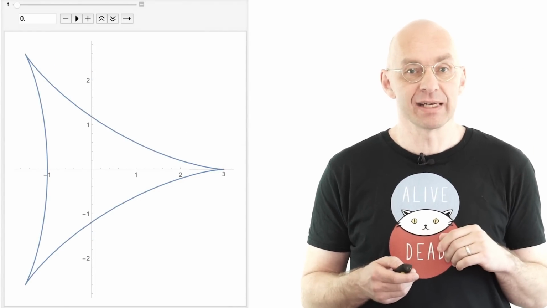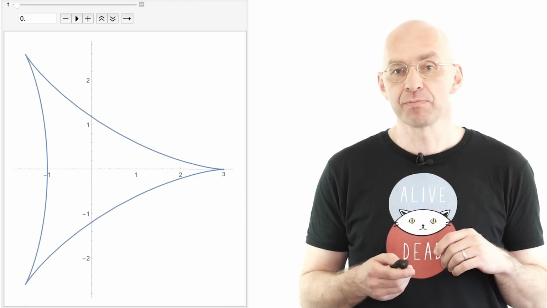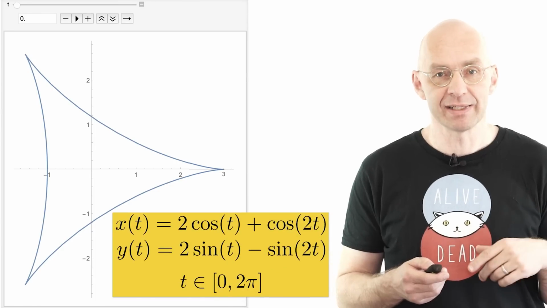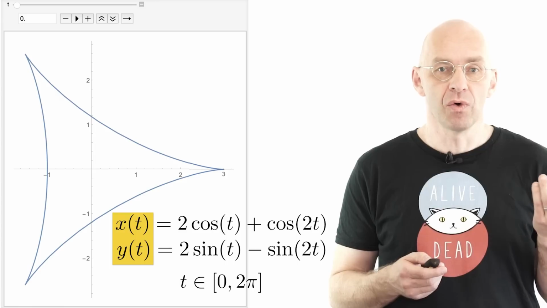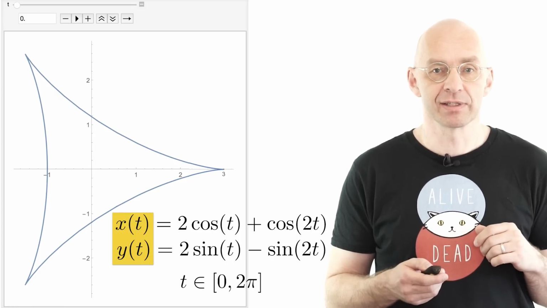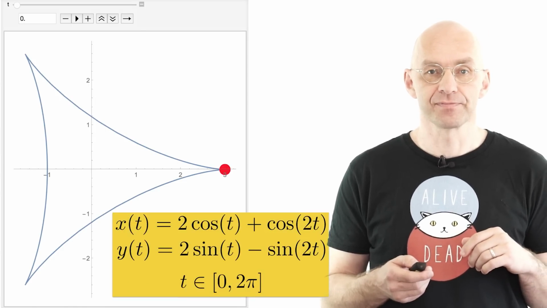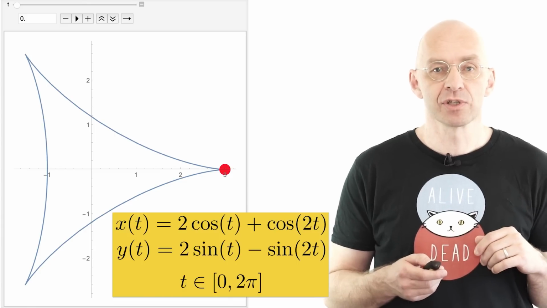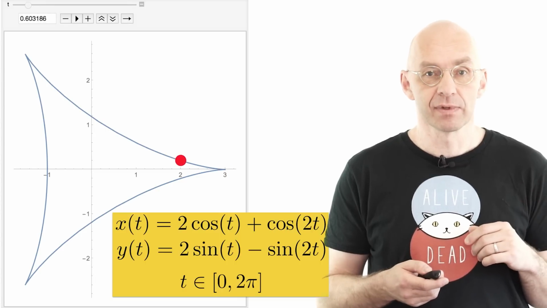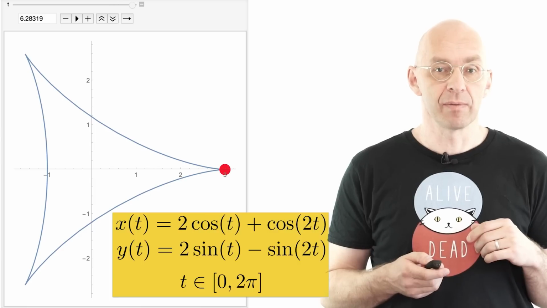A curve like this is often given in parametrized form. For example, this is a parametrization of this deltoid. Here x(t) and y(t) are the coordinates of a moving point that traces the curve as the parameter t changes from, in this case, 0 to 2 pi. Let's have a look. So here's the position of the point at t equals 0. And once it gets going, the slider up there tells you what t we're up to.